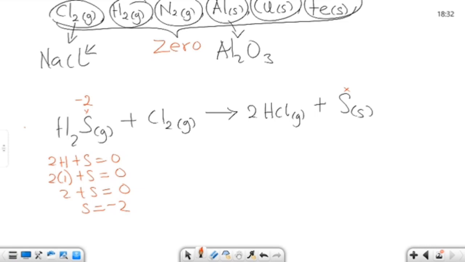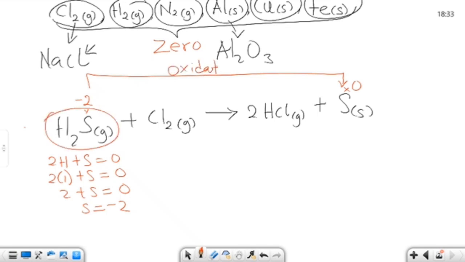Now if you go to the product side, the oxidation number is 0 because sulfur is in a free state. Now if you ask yourself, is the oxidation number increasing or is it decreasing? Moving from minus 2 to 0, you will see that the oxidation number is increasing, right? So it means that sulfur, this compound, is undergoing oxidation.